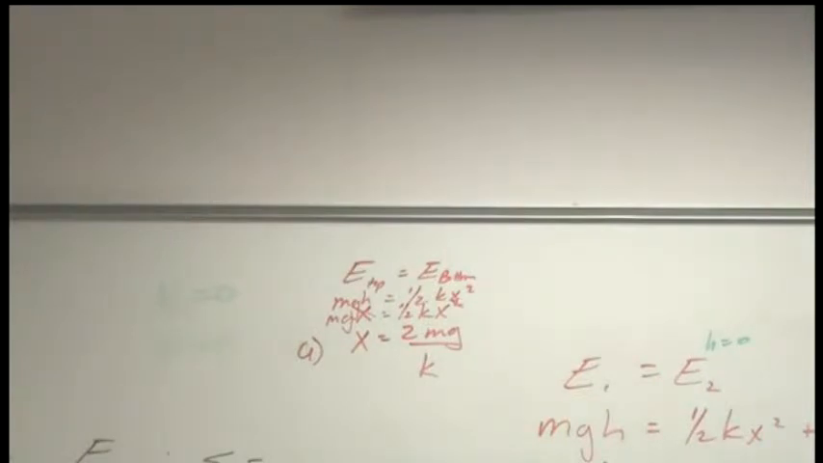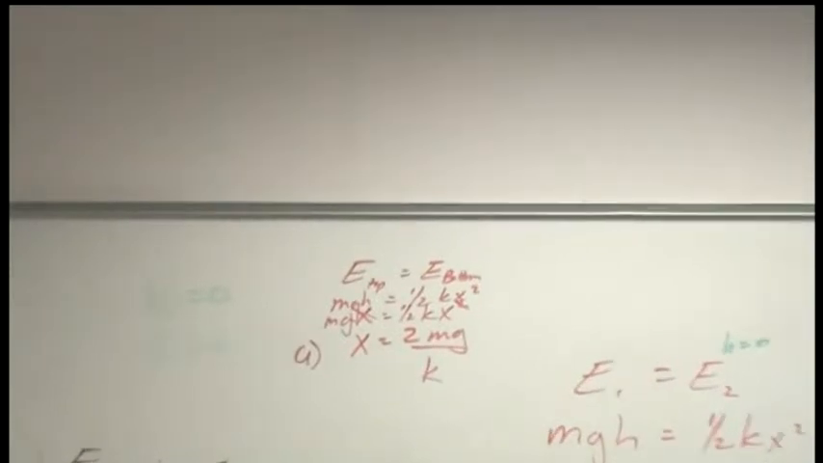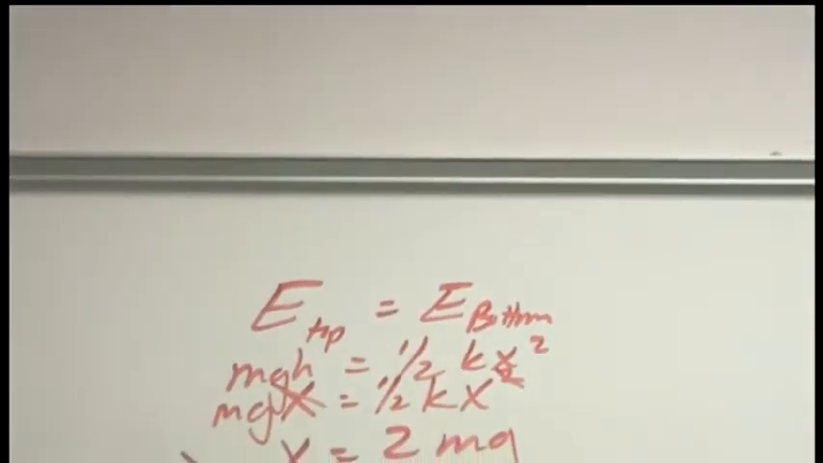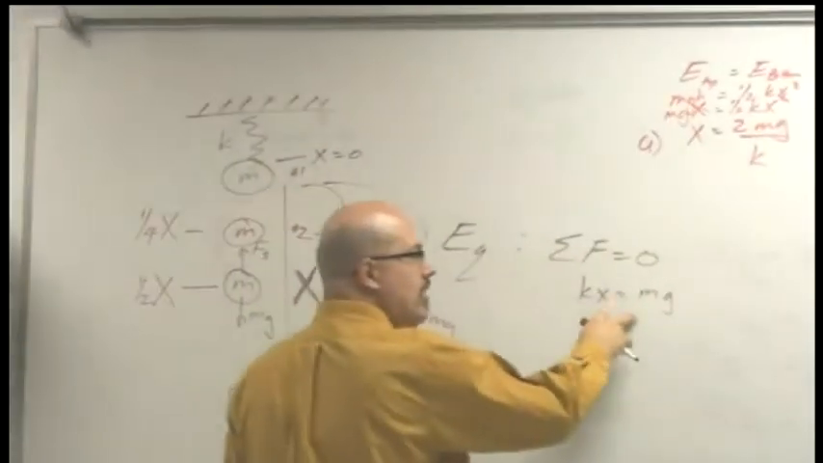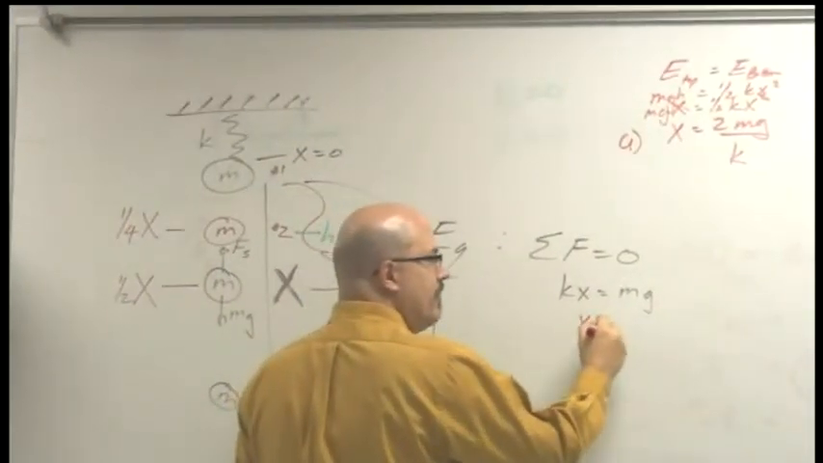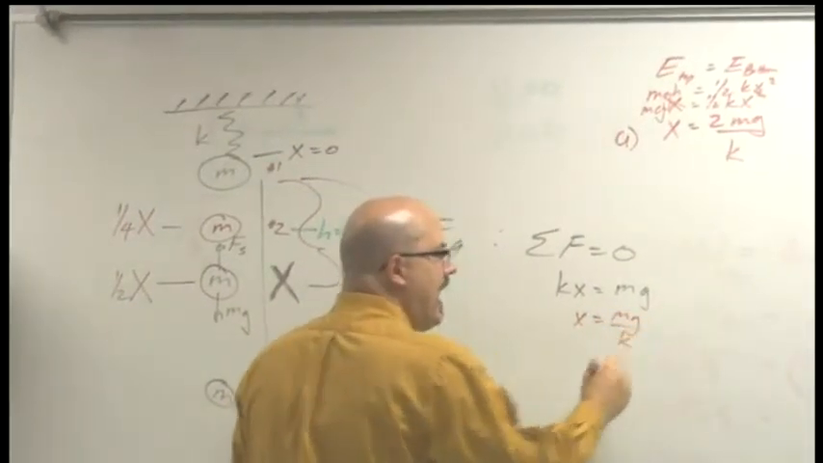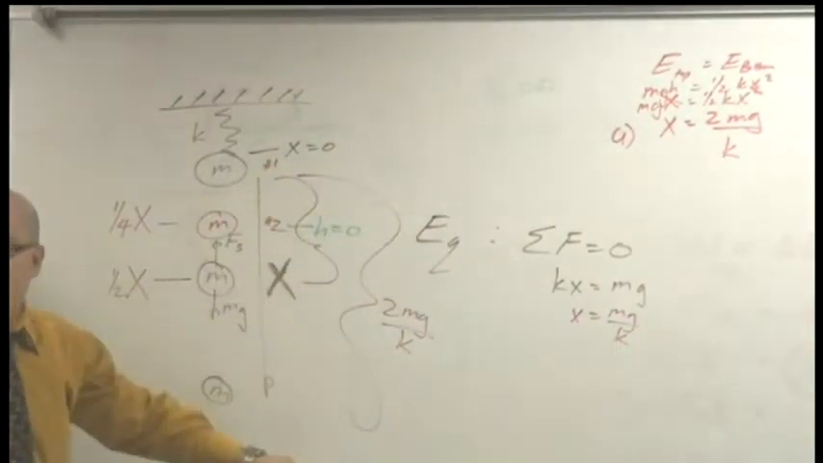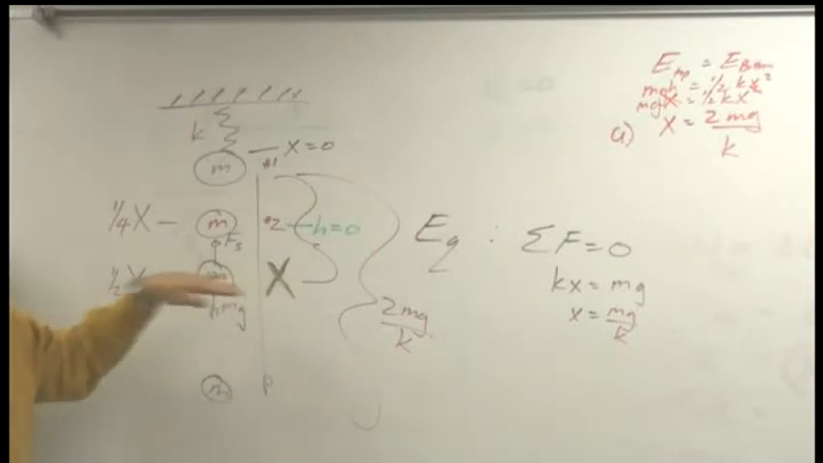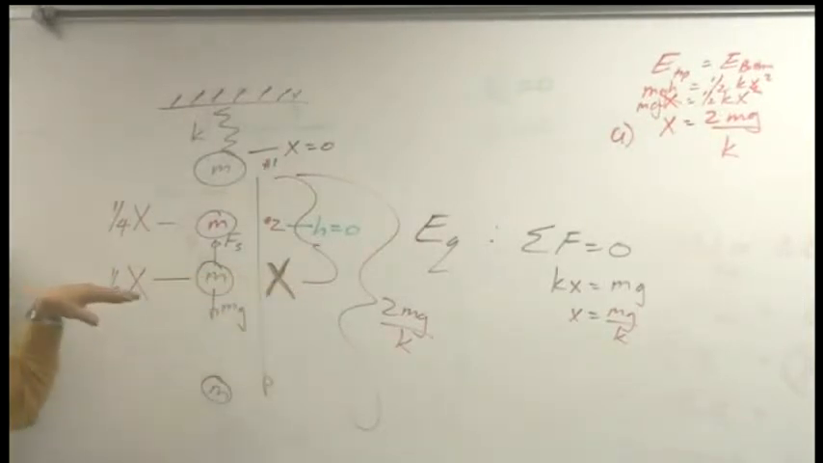Now I want you to notice that the distance from here to here is 2mg over k. But the distance from here to equilibrium, where the forces are equal, is only mg over k. This is mg over k, this is 2mg over k. You see that the equilibrium is right in the center.